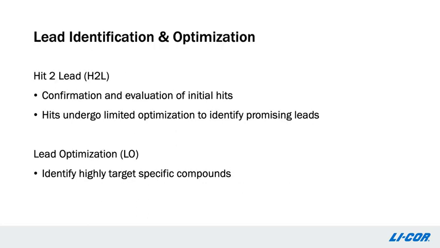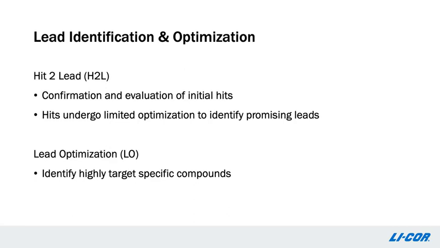Confirmatory testing and evaluation of the initial identified hits is the beginning of what is known as the hit-to-lead stage of therapeutic discovery. Various assays can then be used to discriminate between identified hits and to determine characteristics such as dose response, binding affinity, and metabolic half-life. Hits with desired characteristics, including high affinity, selectivity, and efficacy, will then undergo limited optimization to identify promising leads.